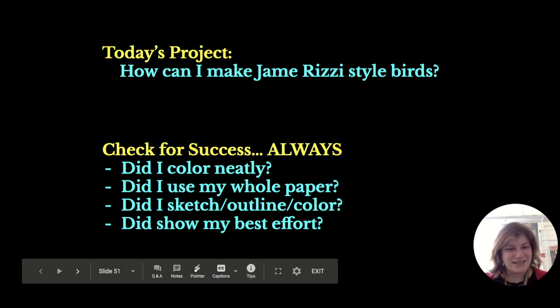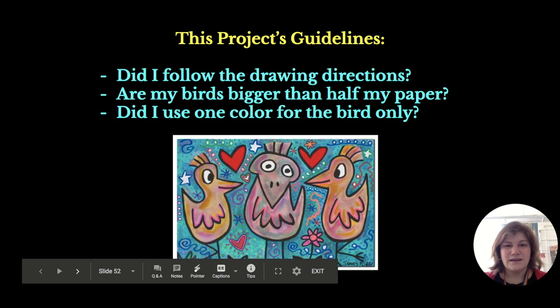As always, you have to check for success as you go. Please make sure that you color neatly. Use your whole paper, we always sketch, outline, then color, and show best effort. While you are working today, please think to yourself, did I follow the drawing directions? We don't want to make small birds, so please make sure that they are bigger than half your page. And you are only using one color per bird, only.